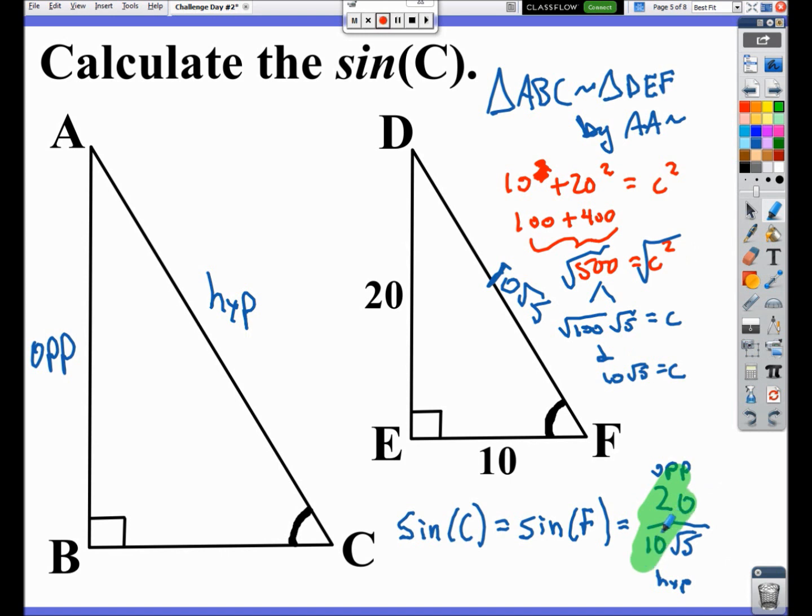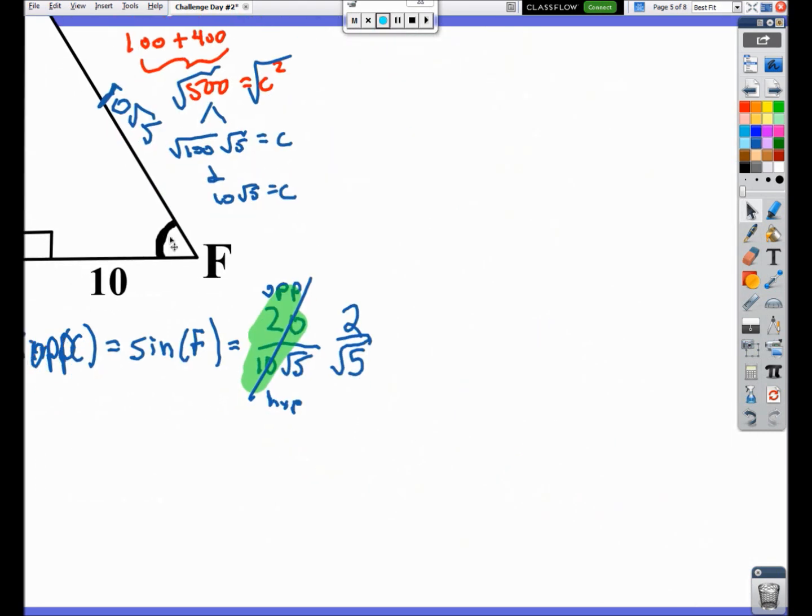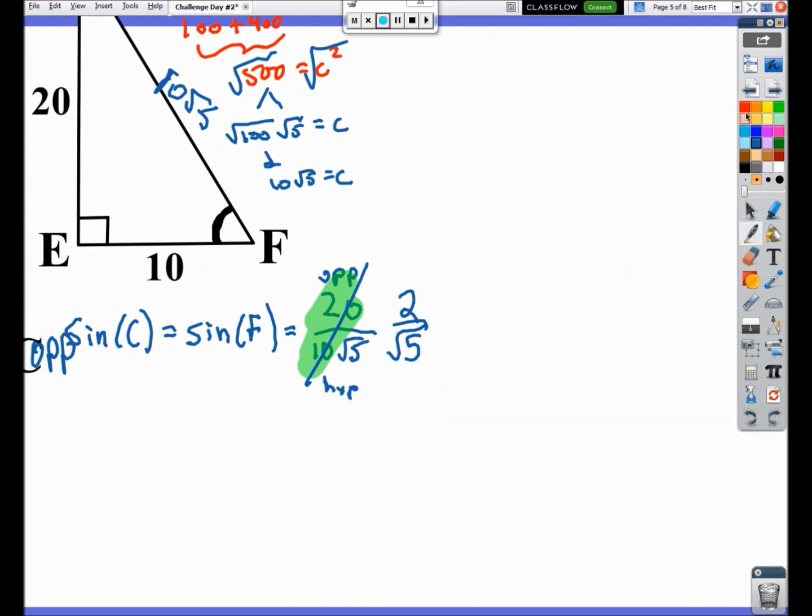So if I put 10 root 5 down here, then we're going to have to simplify. We may simplify the 20 and the 10. 20 divided by 10 is going to give me 2, but that 2 is going to be up in the numerator, not down in the denominator. And then we got 2 divided by root 5. But it doesn't end there. Because remember, once upon a time, we can't have square roots in the denominator. So we rationalize the denominator by multiplying the top and the bottom by that square root in the denominator.